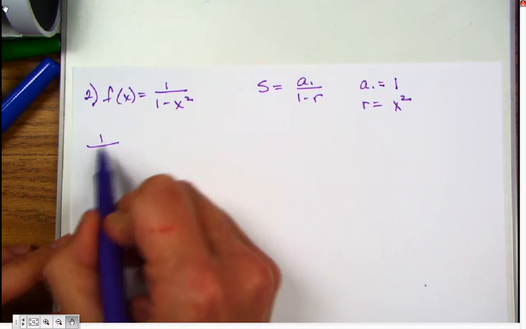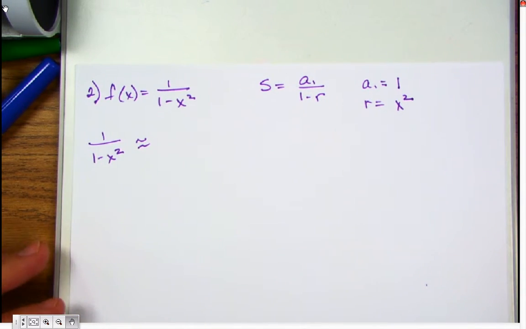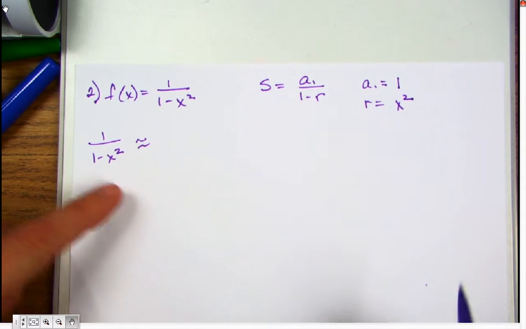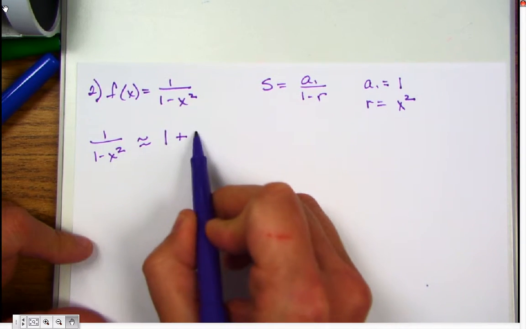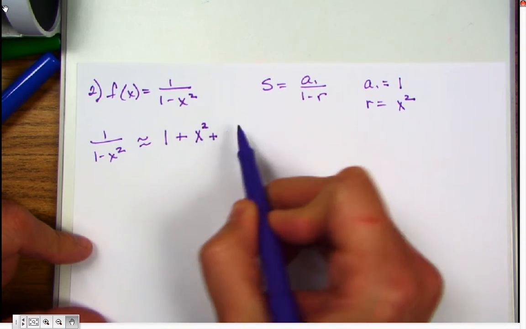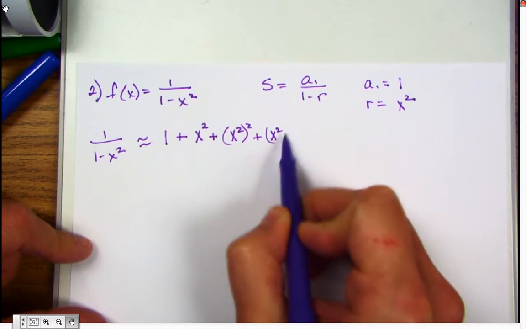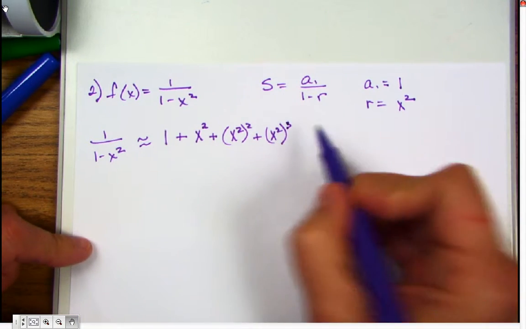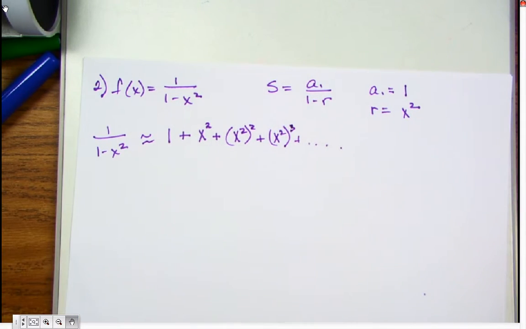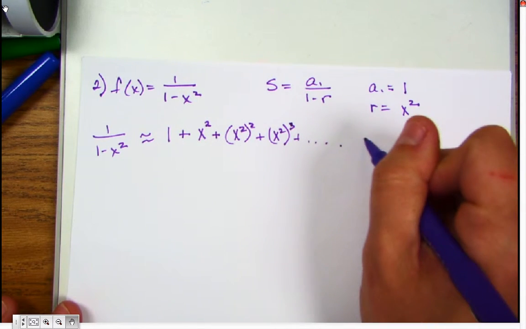And now I can take this function and I can write a Taylor series for it. And what will my first term be? 1 plus x squared plus x to the fourth plus x to the sixth, and so on. Okay, and you don't have to put that step in. You can go ahead and just go directly to it.